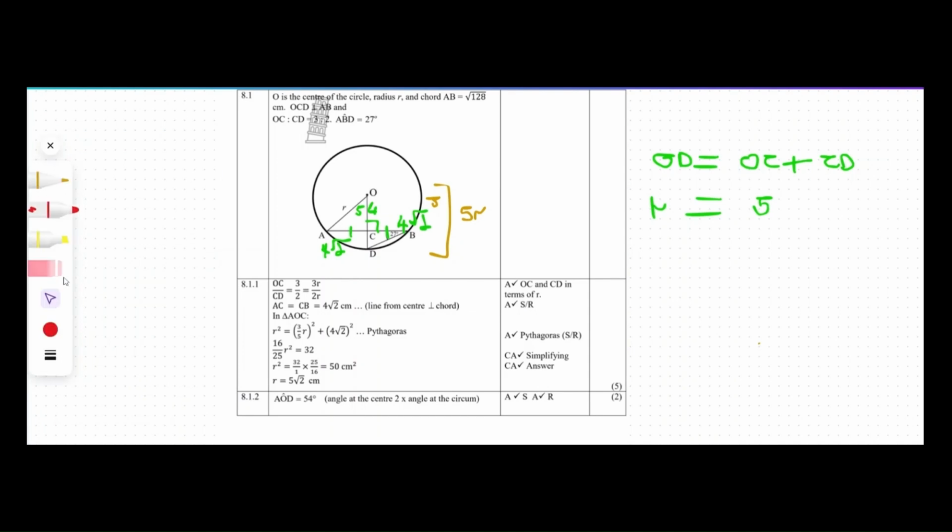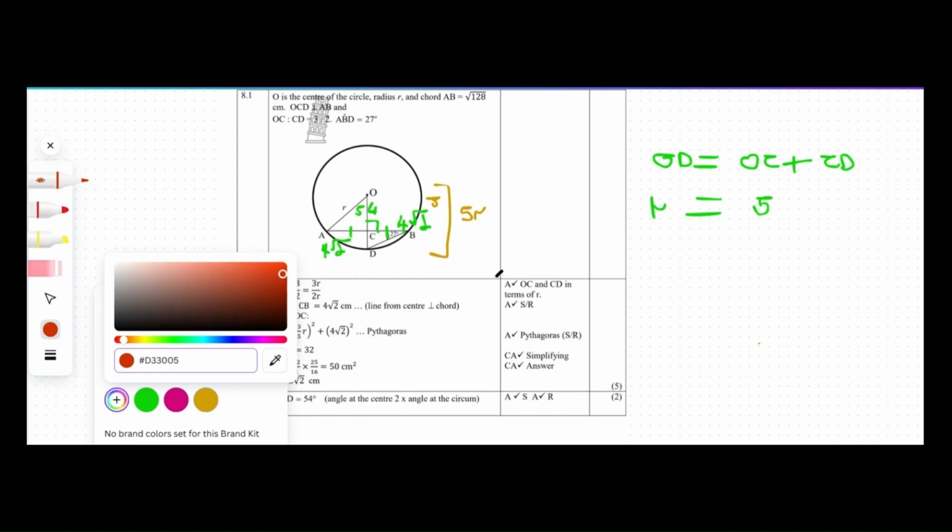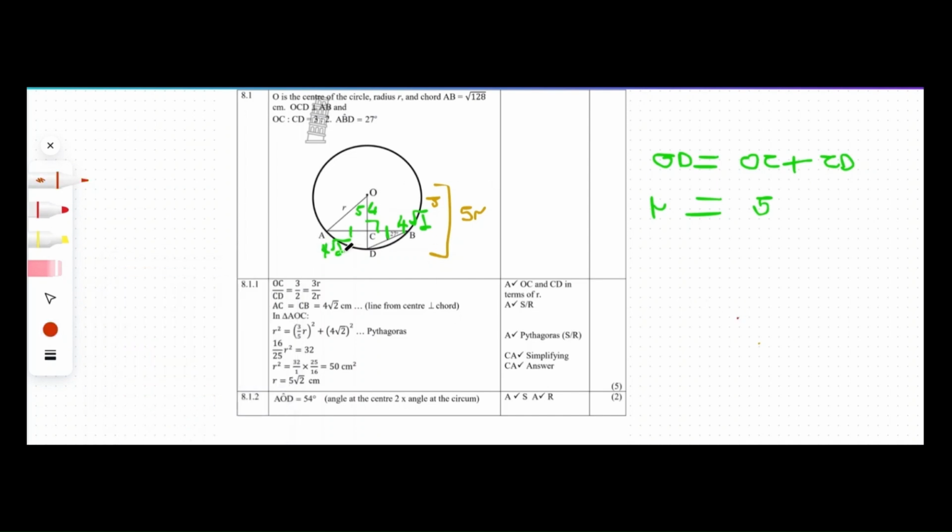The square root of 128 is 4 multiplied by the square root of 2. And please note that AB is a chord, but it was split into two equal parts. So if it was split into two equal parts, you need to divide the square root of 128 by 2. That's important to remember.